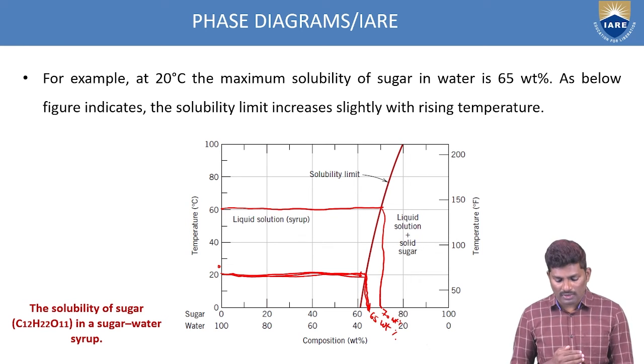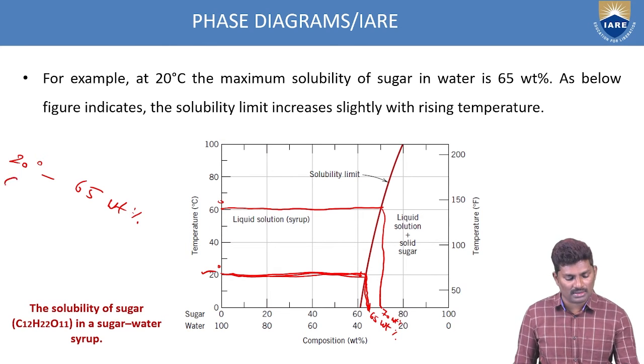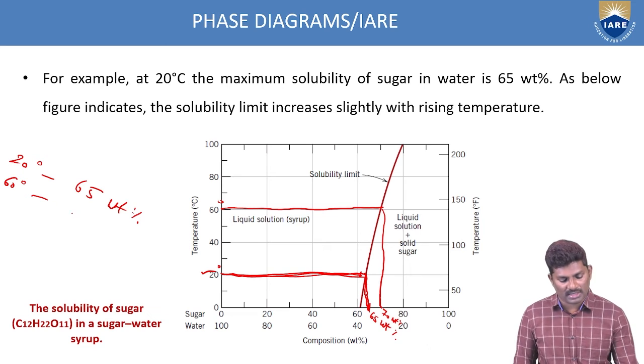That's why, if you observe here, initially at 20 degrees centigrade, what is the value you are getting? 65 weight percentage at this point. Now if you see at 60, what is the weight percentage you are getting? 70.